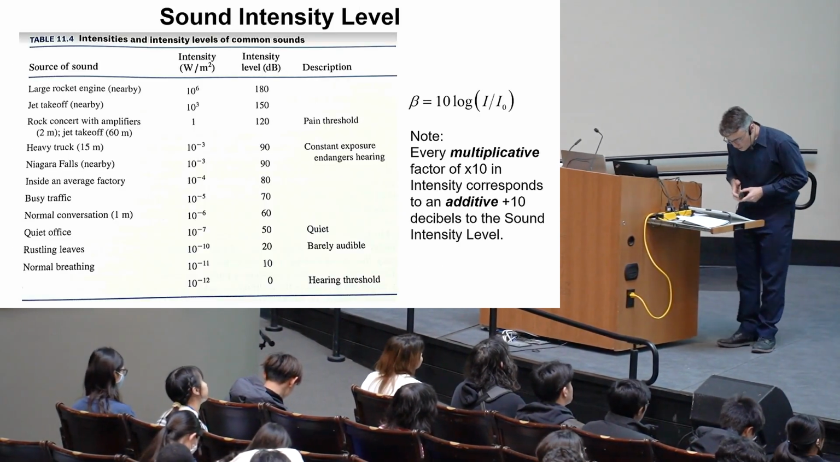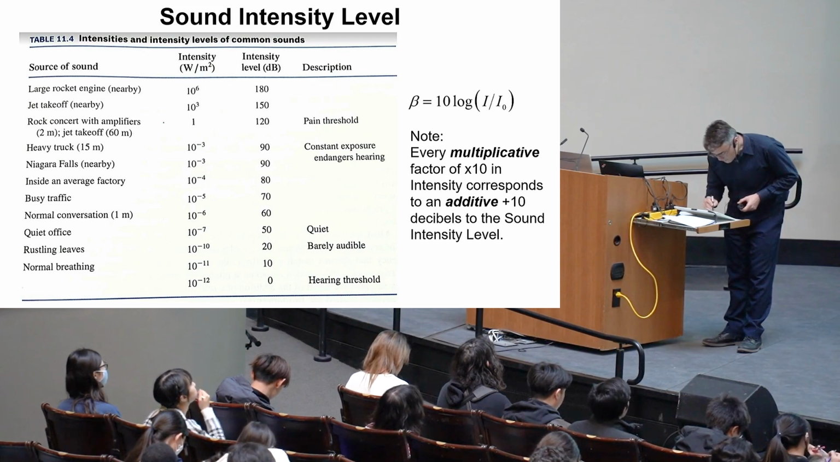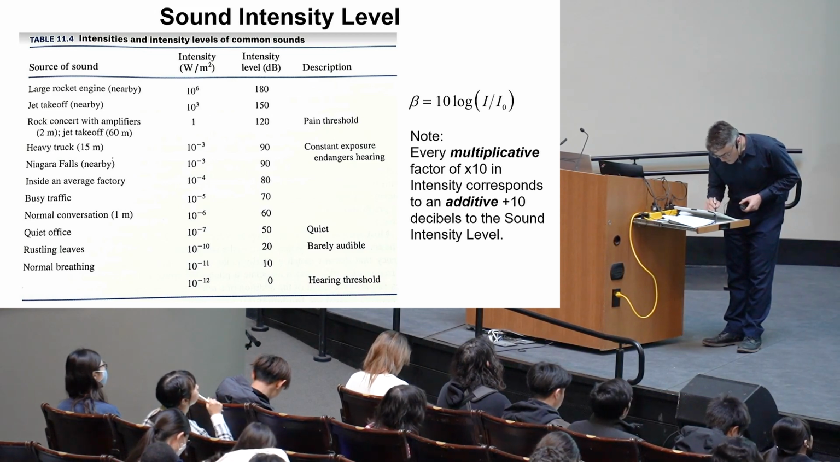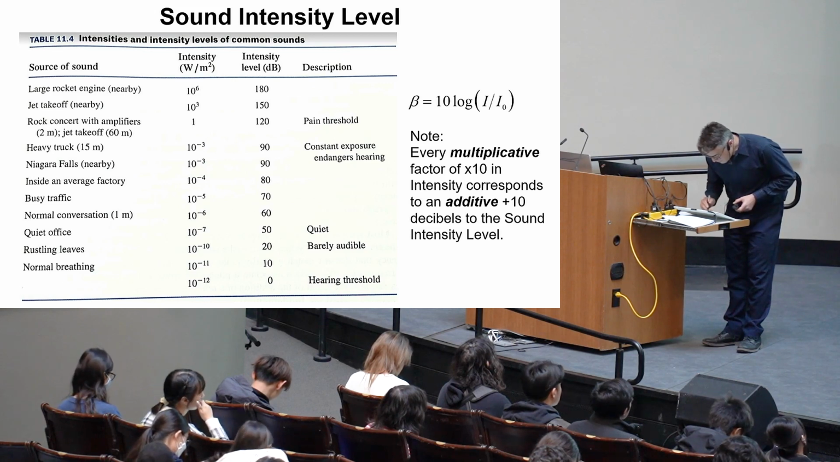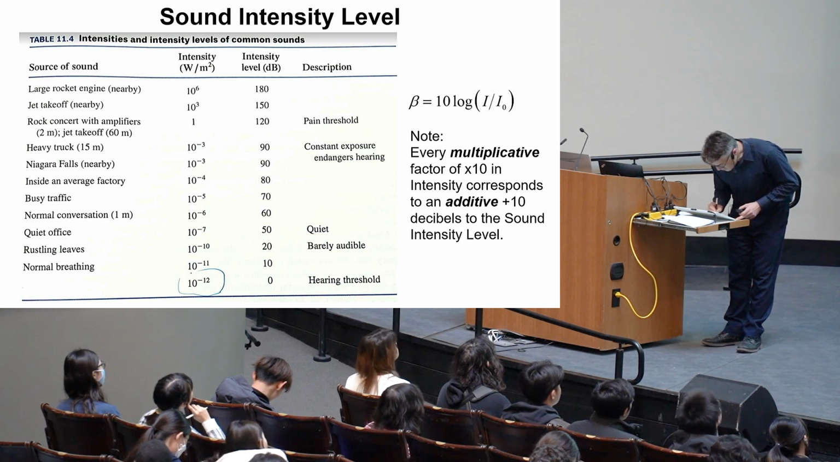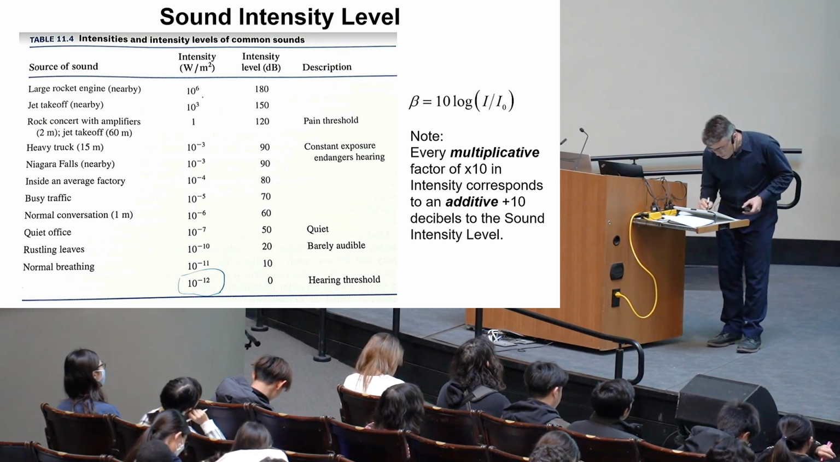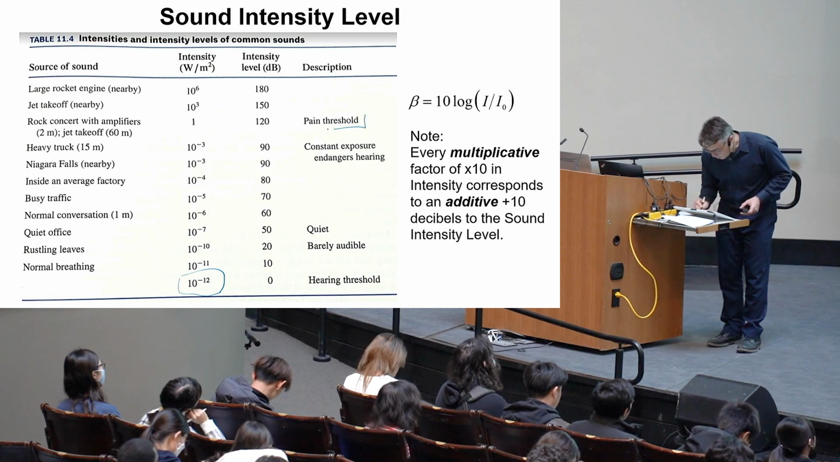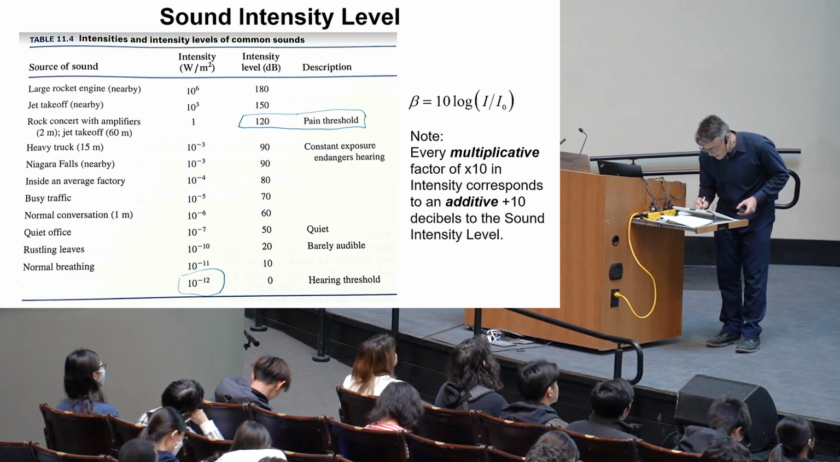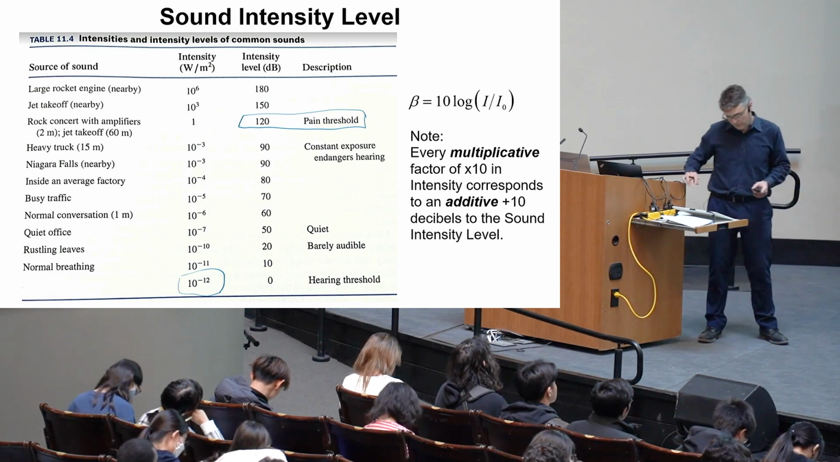So this is a chart from your textbook, your e-text, showing intensity in watts per meter squared for various different things at a certain distance. They don't always tell you the distance. But it goes from the threshold of hearing, which is 10 to the minus 12 watts per meter squared, where you can just hear it, all the way up to what's called the threshold of pain, 120 decibels. Above this, you're probably going to get ear damage pretty quickly.